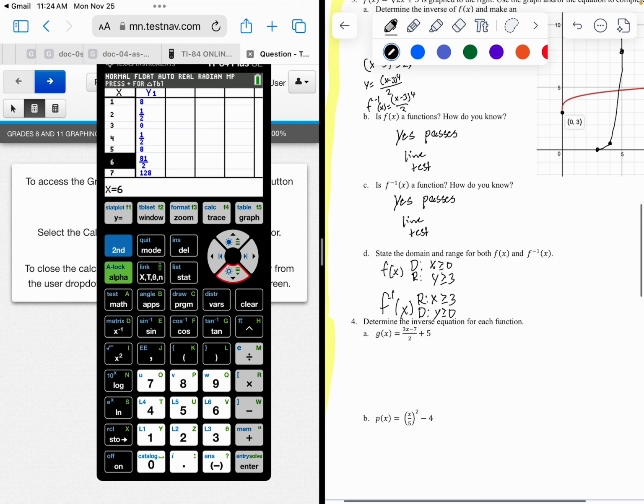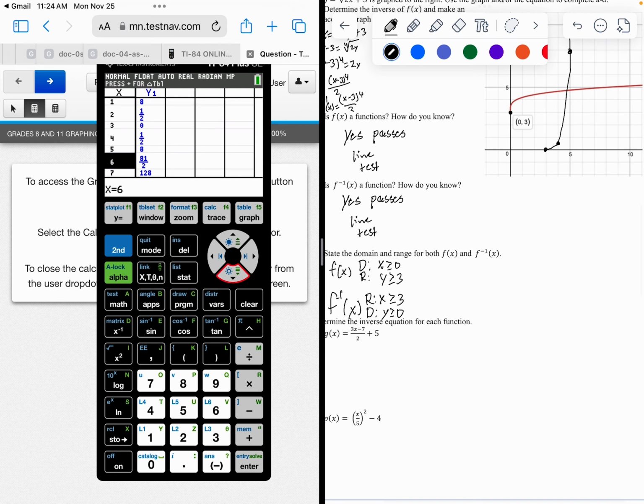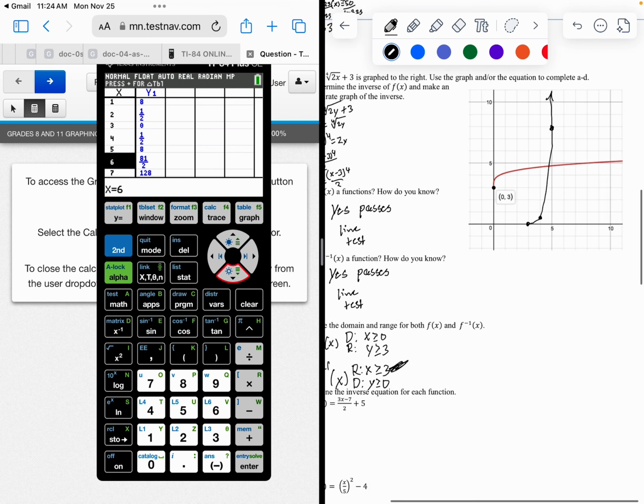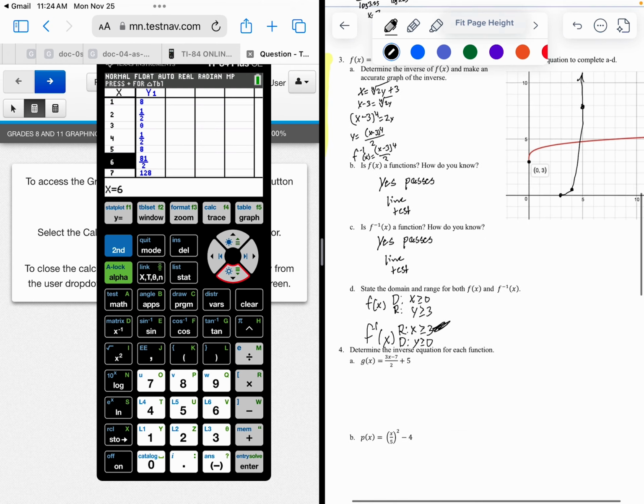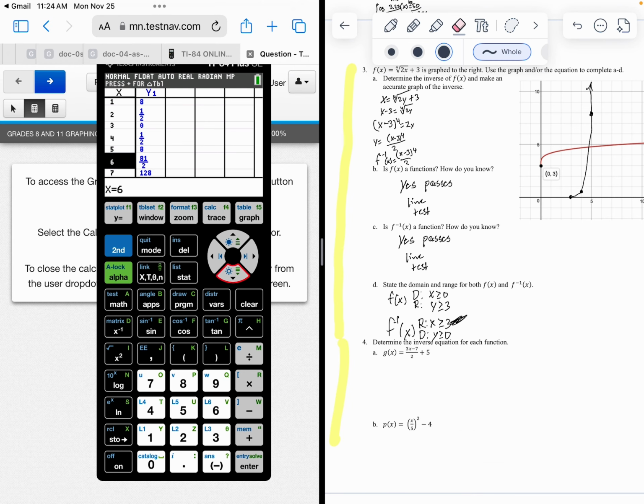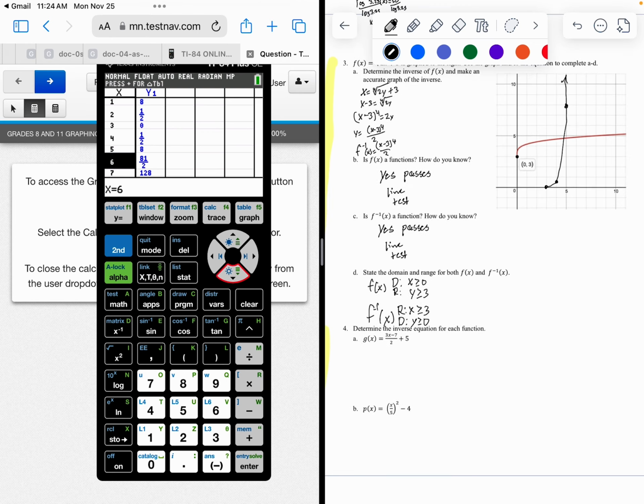And that's how I knew how to graph the right side of f inverse, because it has to be greater than or equal to 3. And if I graph this side over here, that would be less than 3. So that's another way you can tell that you have to graph the right side.